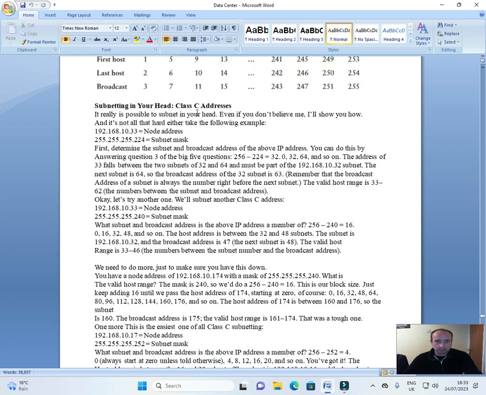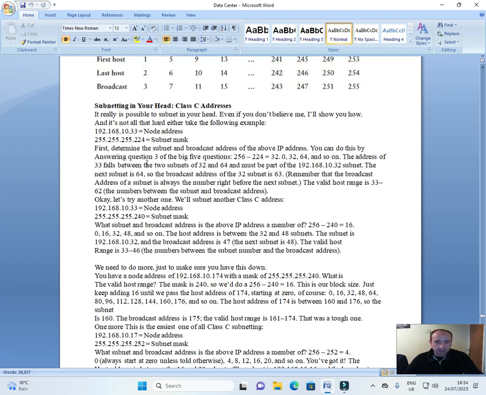Subnetting in your head, Class C address. It really is possible to subnet in your head. Even if you don't believe me, I'll show you how, and it's not all that hard either. Take the following example: 192.168.10.33 equals node address, 255.255.255.224 equals subnet mask. First determine the subnet and broadcast address of the above address.